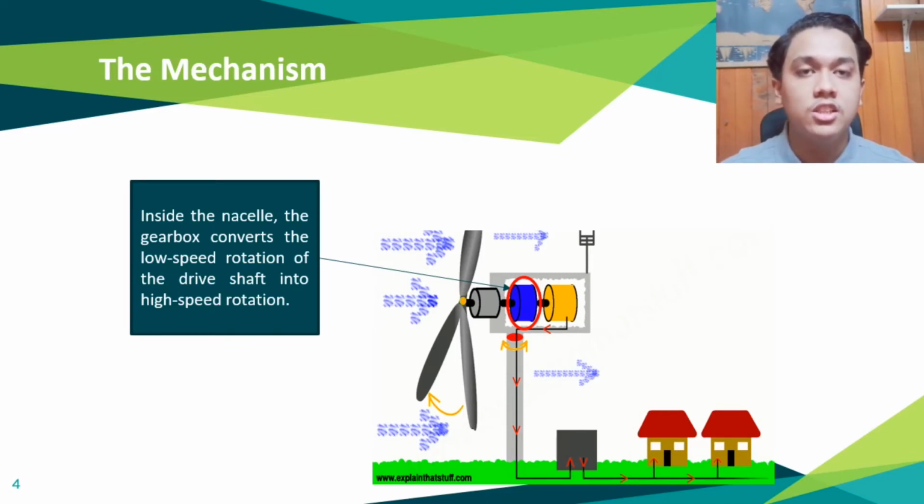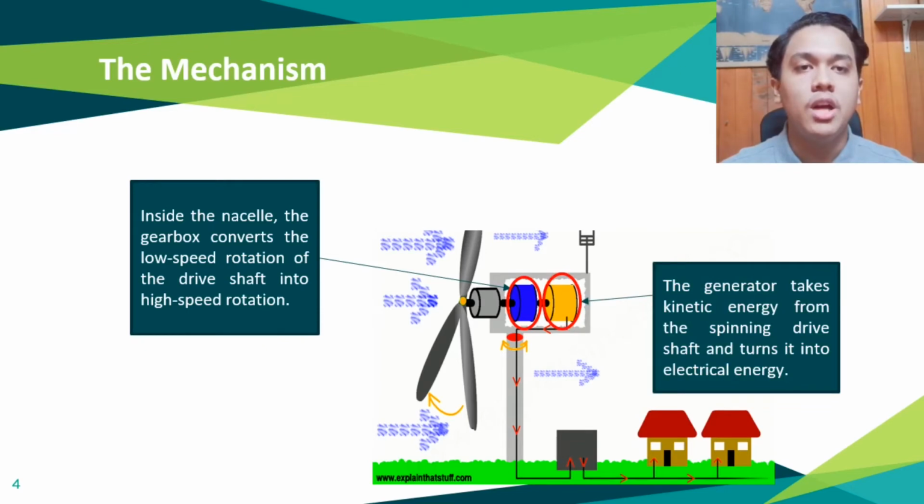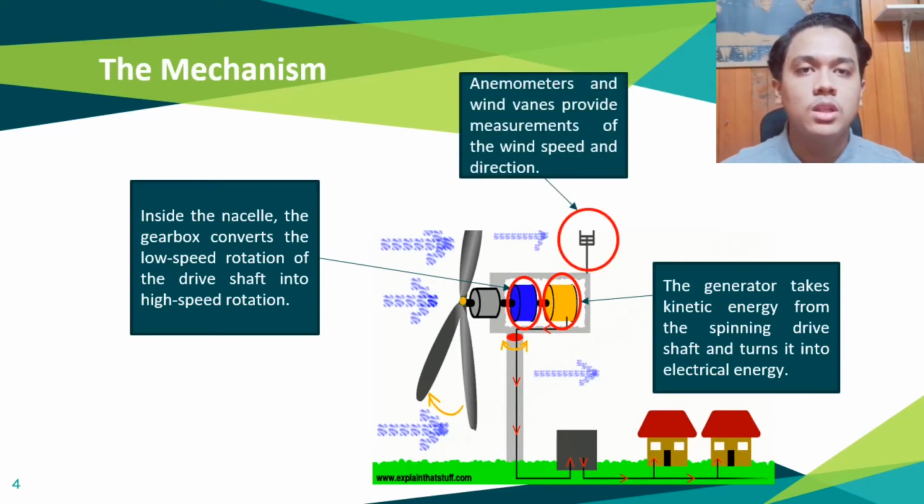After that, the generator, immediately behind the gearbox, takes kinetic energy from the spinning drive shaft and turns it into electrical energy. Running at maximum capacity, a typical 2 megawatt turbine generator will produce 2 million watts of power at about 700 volts. Then, the anemometer, which is an automatic speed measuring device, and wind vanes on the back of the nacelle provide measurements of the wind speed and direction.